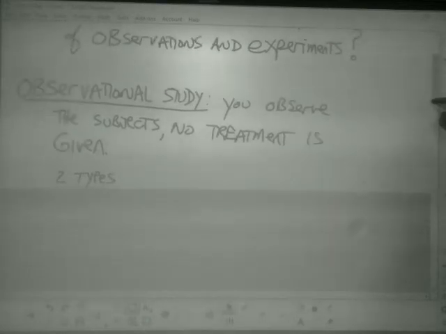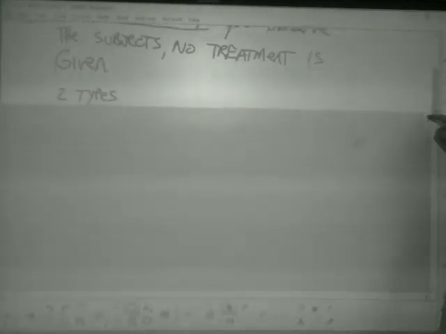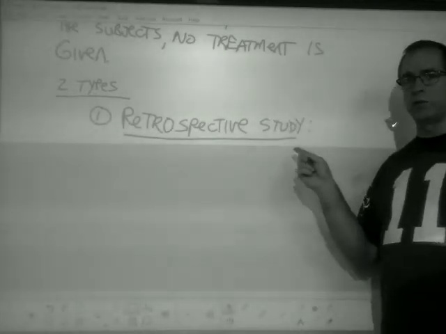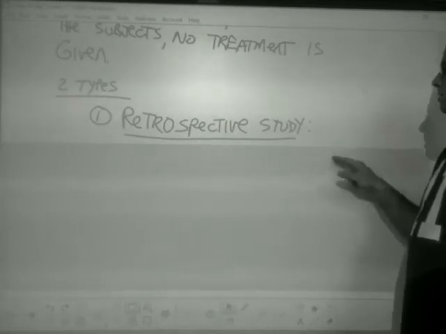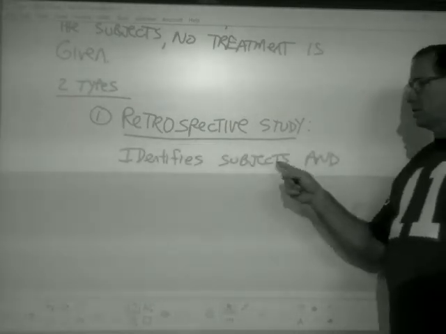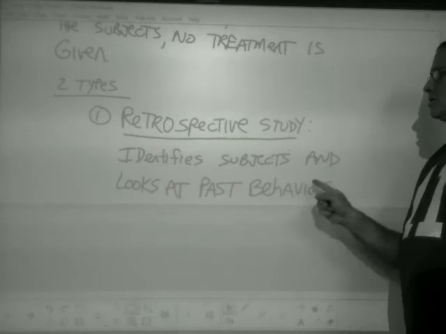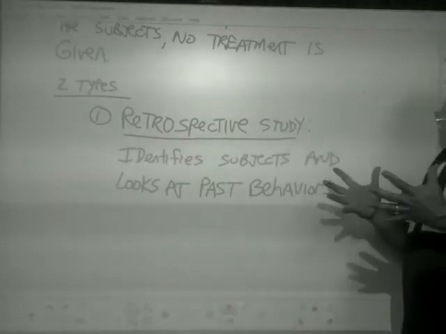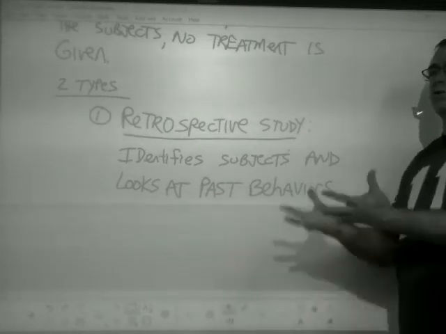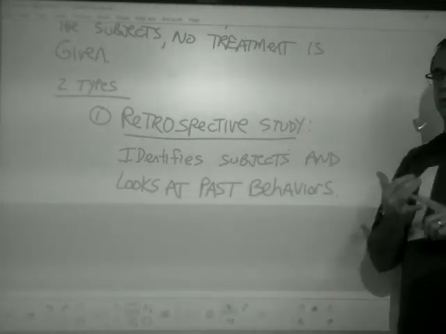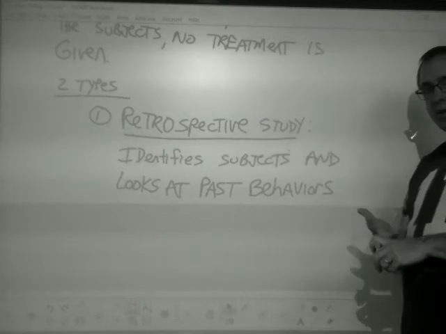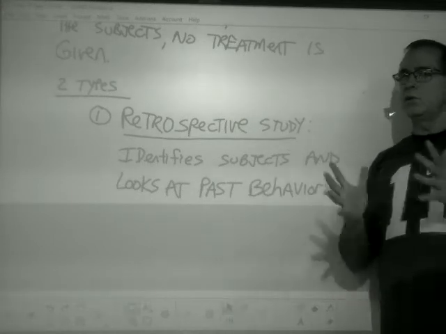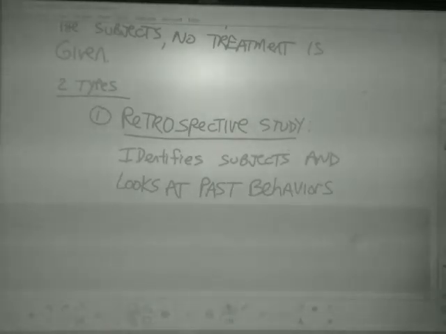There are two basic types of observational studies. The first type is retrospective, looking into the past. You identify the subjects and then you look at past behaviors, hence the word retro. So you identify people, let's say, with lung cancer, and then you look at past behaviors. Did you smoke? Did you work in a dirty environment? What did you eat? You identify subjects for whatever the reason is, and then you look into their past. That's retrospective.